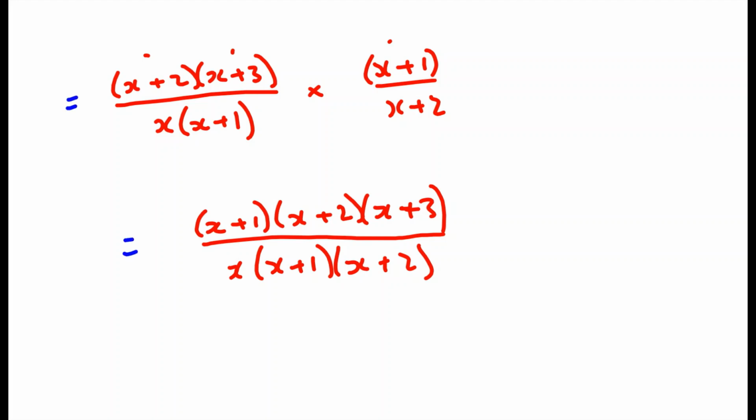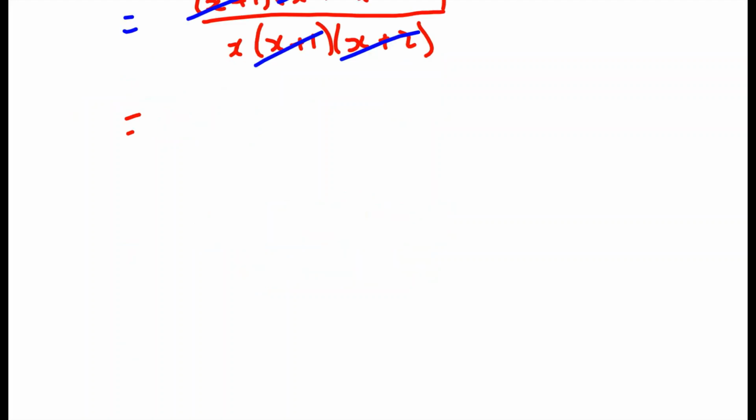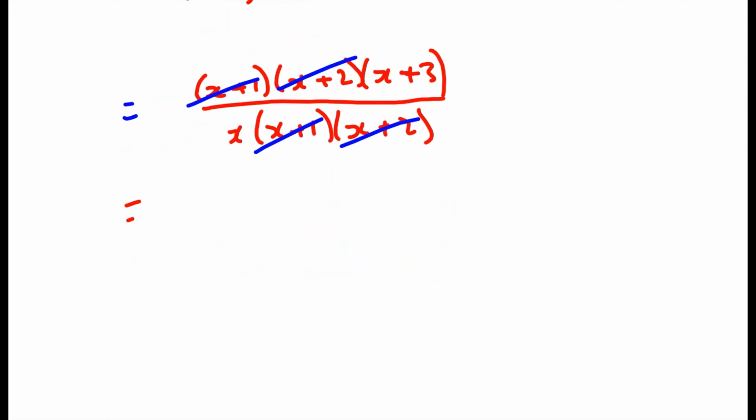So here we can cancel some of these brackets out. So this one cancels with that one. This one cancels here. So our final result is going to be x plus 3 all over x.